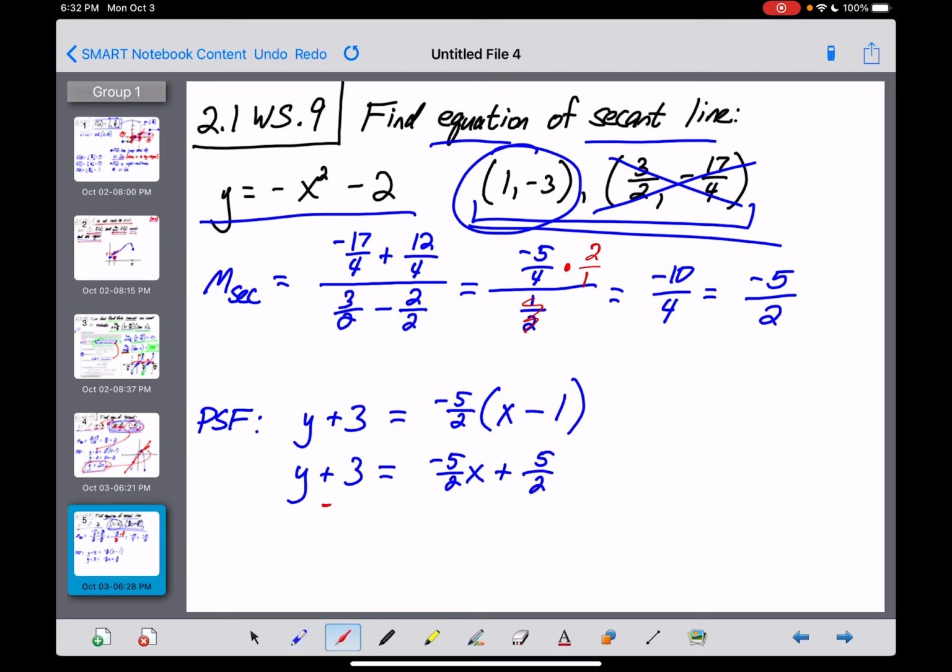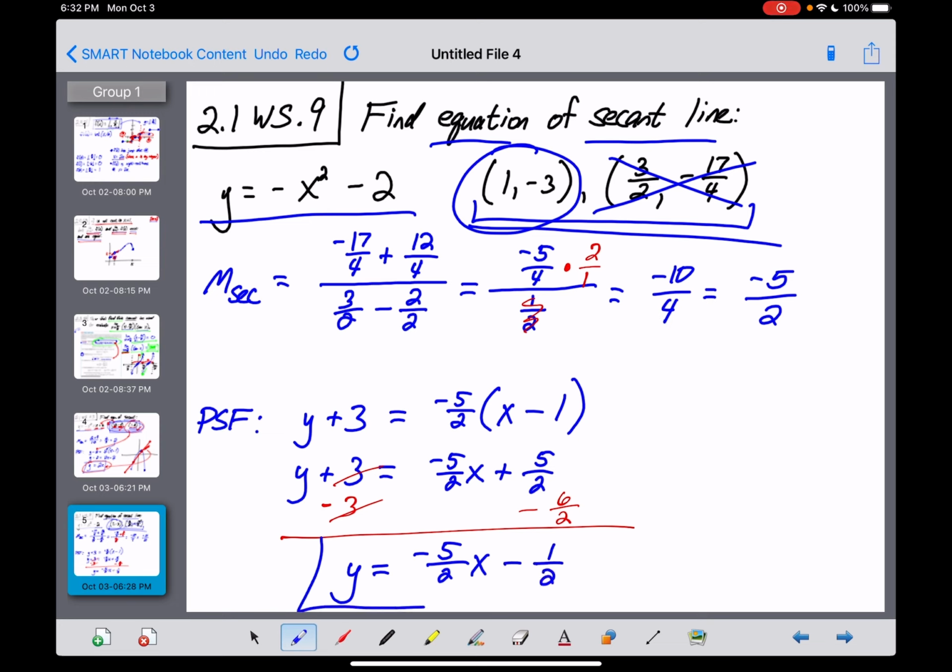And then we would subtract a 3 here, which means we would subtract a 3 from the right as well, but I'd probably write that as 6 over 2. Those cancel out, and this should be our final answer now, guys. y is equal to negative 5 halves x, and then plus 5 halves minus 6 halves is going to be minus 1/2. So we'll box that one up, and that's the answer to number 9.